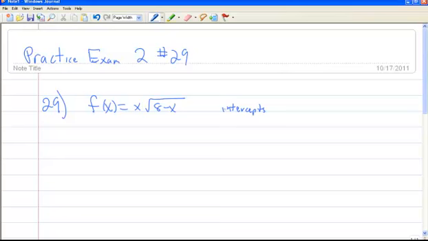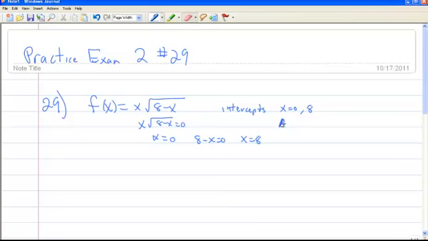They're going to occur when this is equal to 0, so x times the square root of 8 minus x equals 0. That's where x is 0 or 8 minus x is equal to 0, which is where x equals 8. So intercepts occur when x is 0 or x is 8.